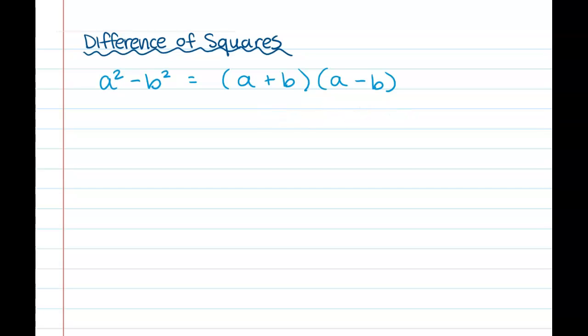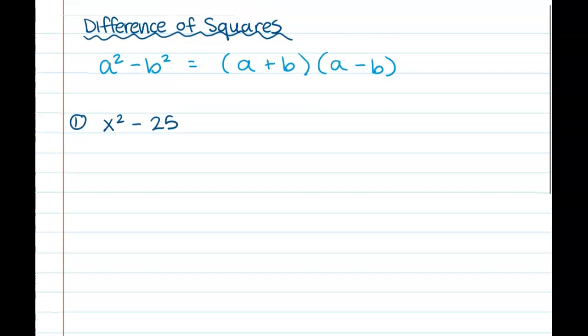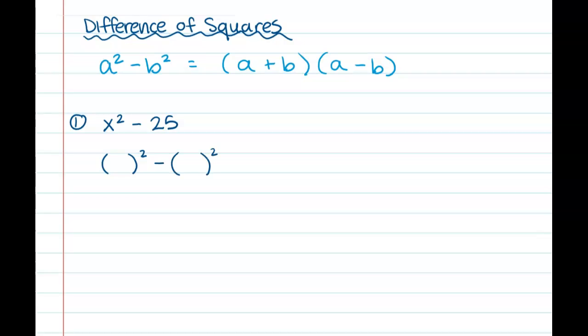So for our first example, let's look at x squared minus 25. You could eventually do this in your head, or you can actually write it out and say, well, if it's difference of squares, that means I can write it as something squared minus something squared. So this is x squared, 25 is 5 squared. Then using the a plus b times a minus b formula, we have x plus 5 times x minus 5. And there's our answer.